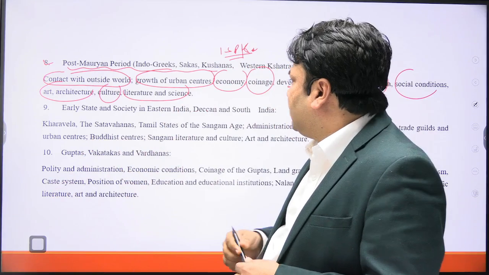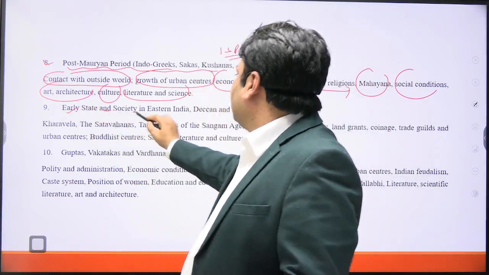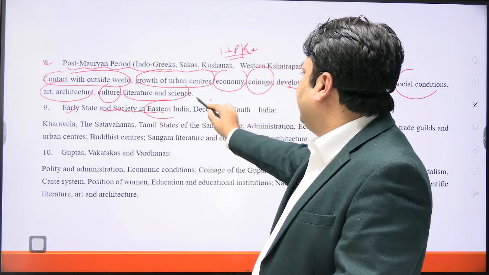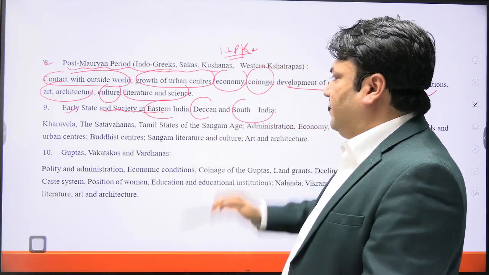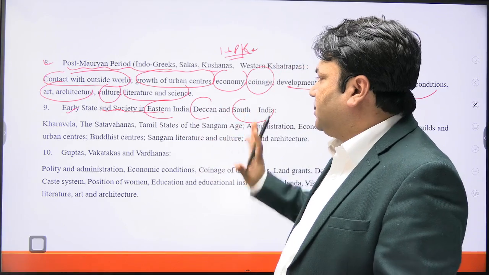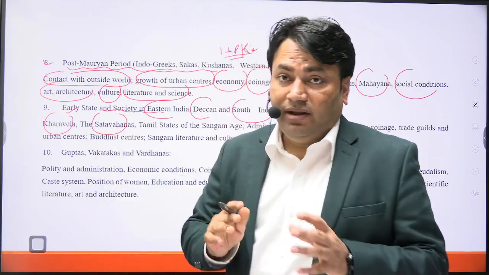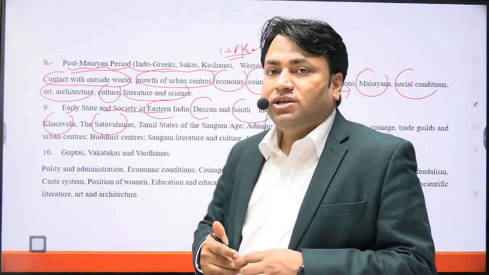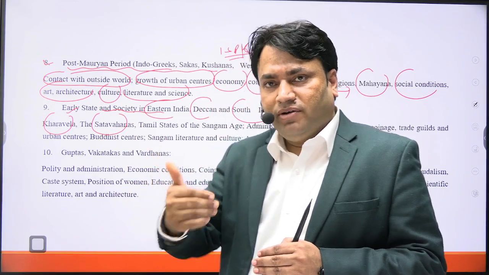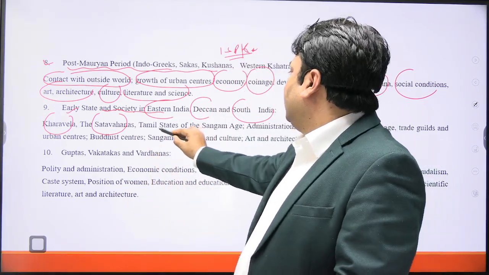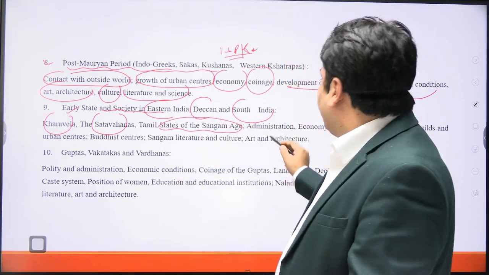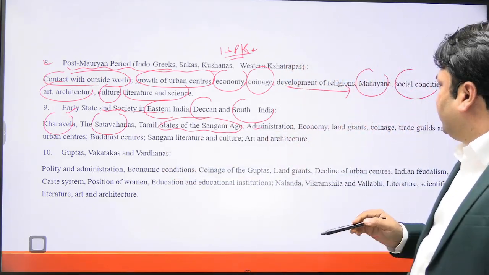Now the next topic is early state and society in Eastern India, Deccan and South India, right? So here some topics have been given. For example, Kharavela has been given. Satavahanas is a very important topic. Okay, Satavahana rulers acted like a bridge between north and south. Tamil states of the Sangam age, administration in the Sangam period, economy.